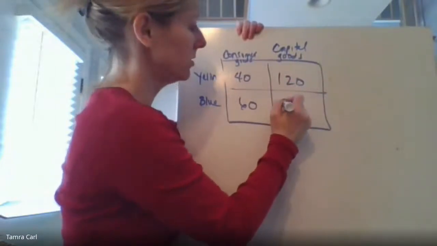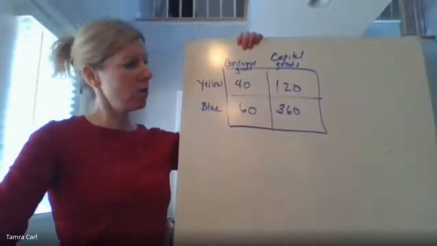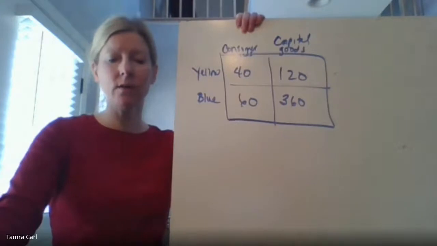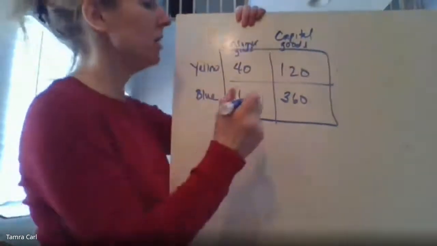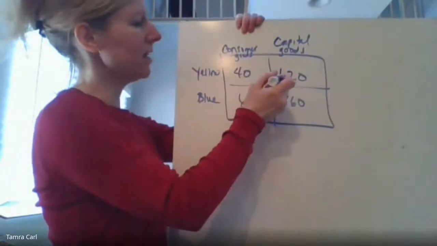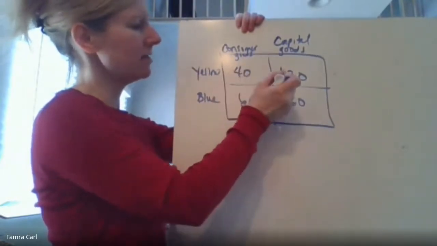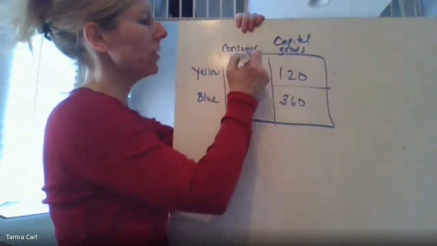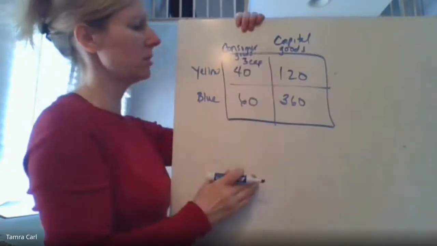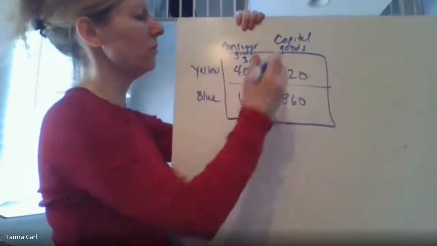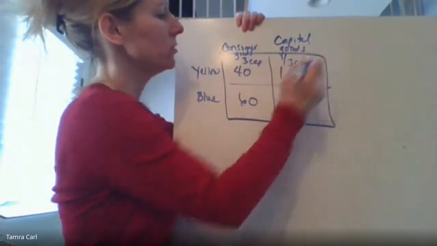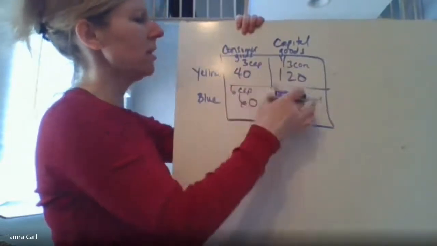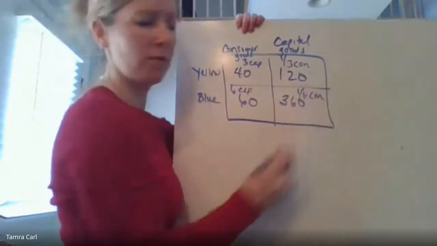120, and then this one is 360. So what I'm doing, remember, is first off, in order to figure out terms of trade, I've got to figure out my opportunity cost. So in order to do that for the output method, I need to take the number that's outside of the box. I need to take that number over in order to do this. And so 120 over 40 is 3 of the capital goods. 40 over 120 is 1/3 of the consumer goods. 360 over that is 6 of the capital goods. And this would be 1/6 of the consumer goods.